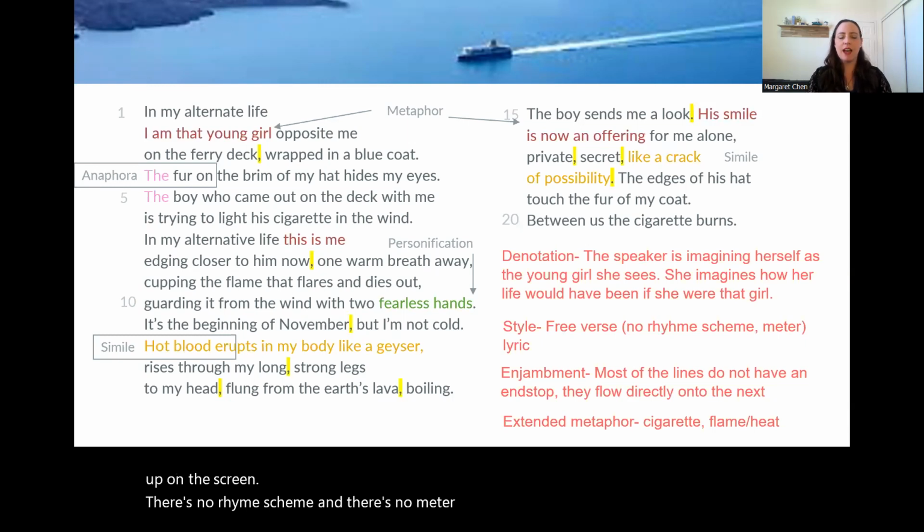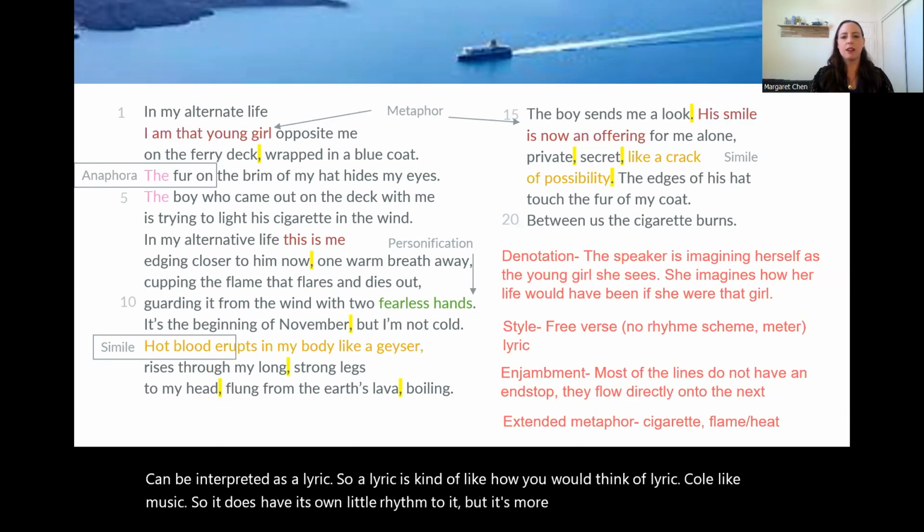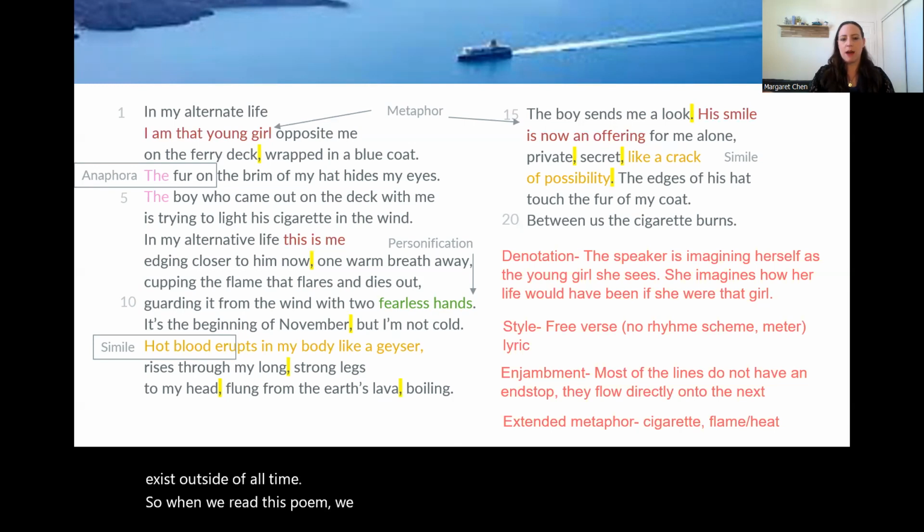However, this can be interpreted as a lyric. A lyric is kind of like how you would think of lyrical, like music. So it does have its own little rhythm to it, but it's more like a song. And lyrics are known for taking emotions or moments in time and capturing them, elevating them, and now they kind of exist outside of all time. So when we read this poem, we can think about this as something like a picture in a scrapbook. It's going to last forever. It's that moment in time captured.